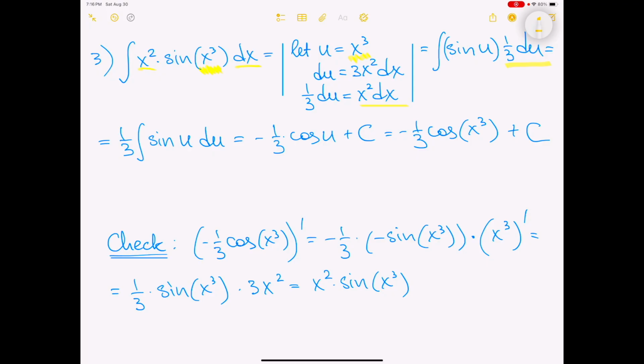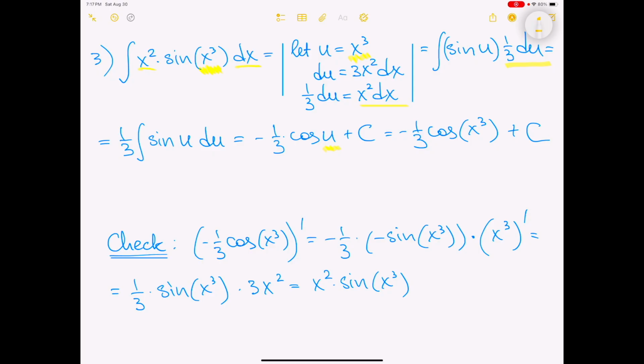I can go back and change variable u back to x cubed and get the antiderivative minus 1/3 cosine of x cubed plus c. Let's confirm by taking the derivative of negative 1/3 cosine of x cubed. We will use the constant multiple rule and differentiate cosine of x cubed by itself and multiply the result by negative 1/3. Derivative of cosine is equal to negative sine, but we'll have to use the chain rule because the argument for the cosine is not just x, but a function of x.